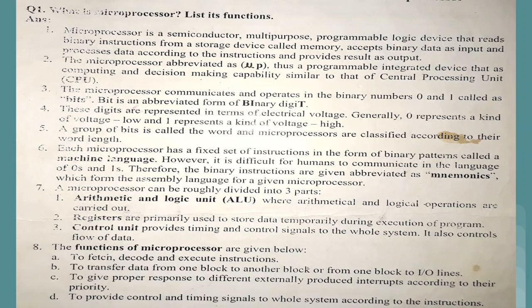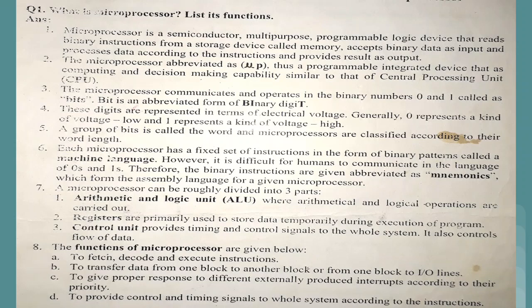The first function is to fetch, decode and execute the instruction. Fetch means taking the data related to the instructions from the memory. Then decode that particular instruction. Decoding means converting into a machine-understandable format or user-understandable format, vice versa. That is called decoding, and after that executing that particular instruction to get the proper output.